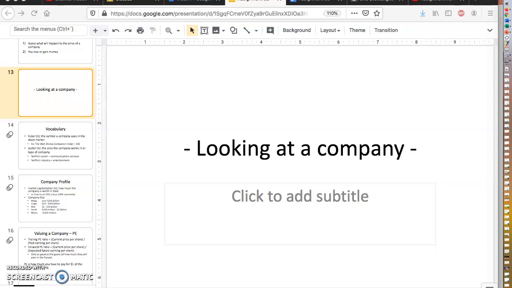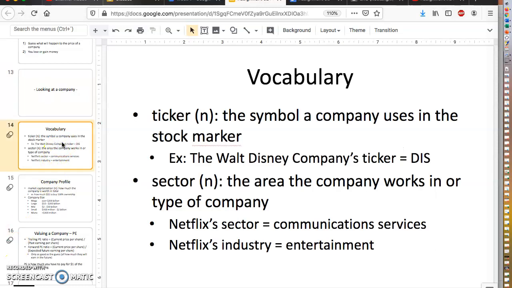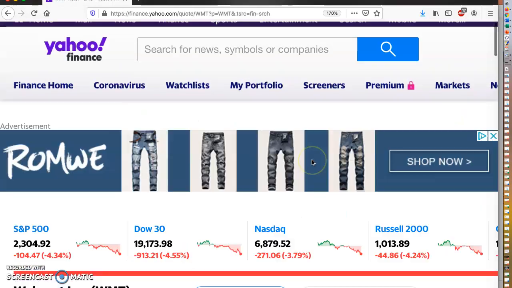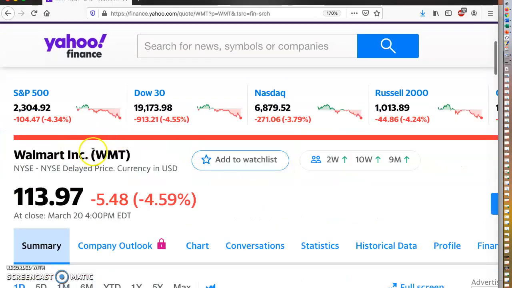So a couple of quick vocabulary words first. This word ticker is a noun. Ticker is the symbols that a particular company in the stock market uses. So, for example, the Walt Disney Company, its ticker is DIS. Or if we're going to look at Walmart, Walmart's ticker is WMT.